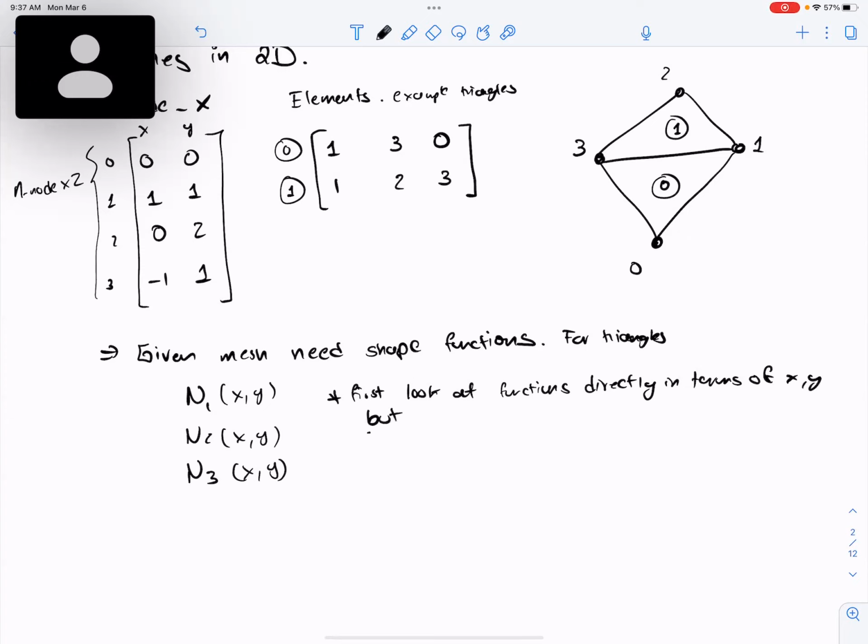But later on, there will be an isoparametric map, in this lecture a little bit later.